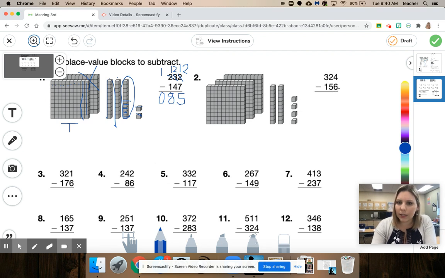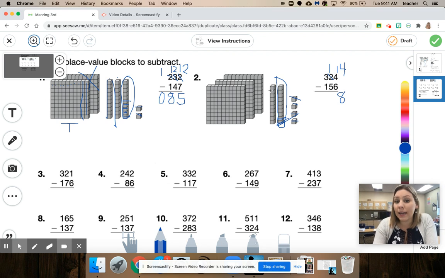So I have 4 ones, and I need to take away 6, and I have the same problem. I don't have enough ones. So I'm going to borrow this 10 stick and break it into ones. So now instead of 2 10 sticks, I took 1 away. I'm borrowing it over here. So now I only have 1. Now instead of 4 ones, since I added those 10, I have 14. And now I can subtract. So I'm going to take away 6. 1, 2, 3, 4, 5, 6. And I'm going to figure out how many are left. 1, 2, 3, 4, 5, 6, 7, 8. There are 8 ones left because 14 minus 6 is 8.